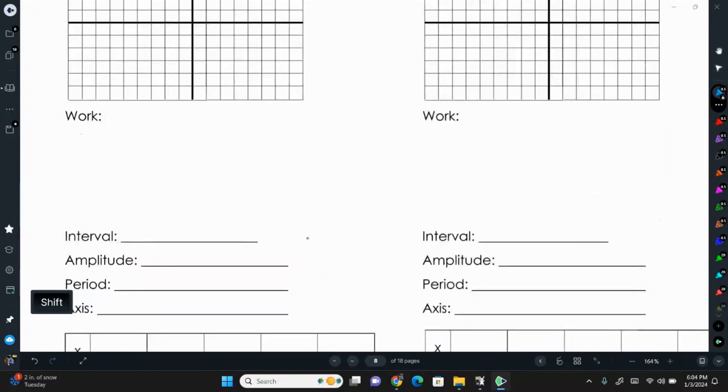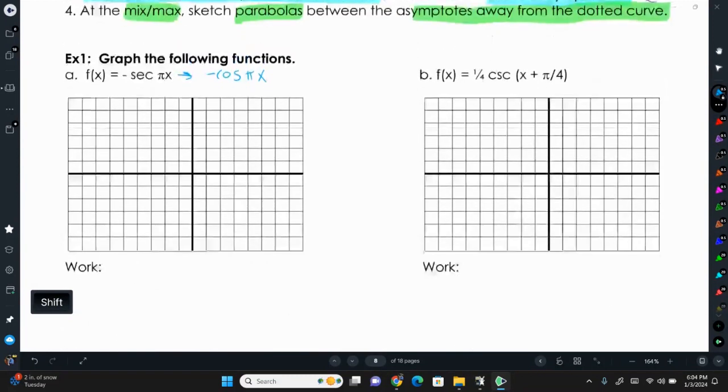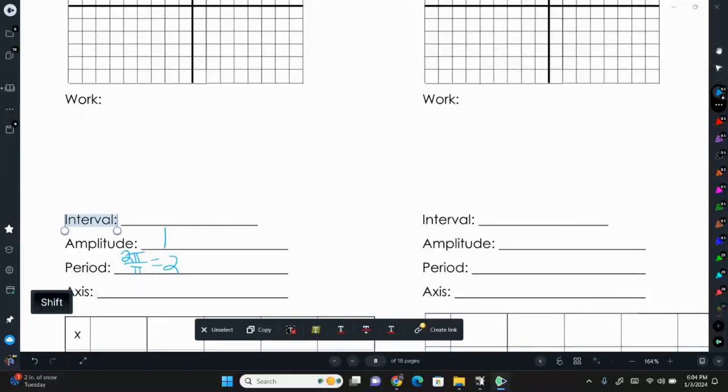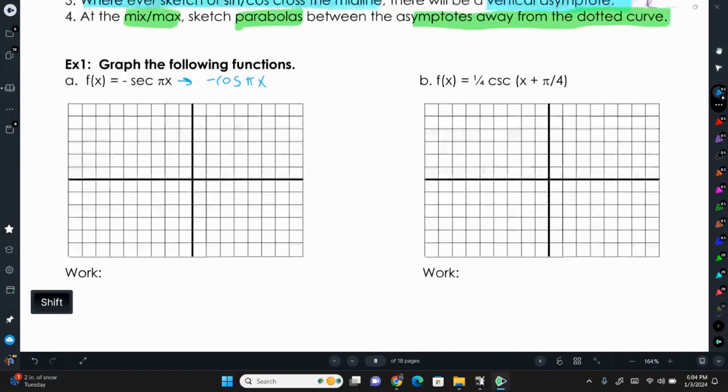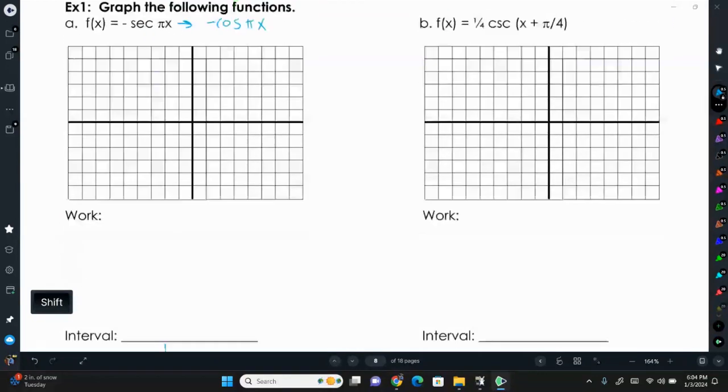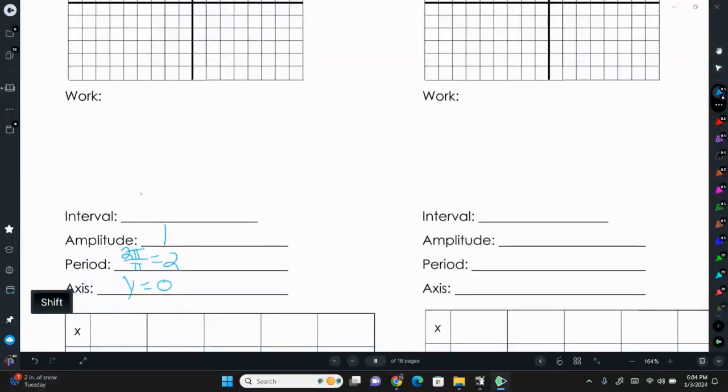So we have 2 pi over pi as our period. So our period is 2. Our amplitude is 1. Our axis is y equals 0 because we didn't move up or down at all. We don't have a plus or minus on the outside. And then our interval will be pi over 2 times 1 over b, which is pi. So we get 1/2. So our interval is 1/2.